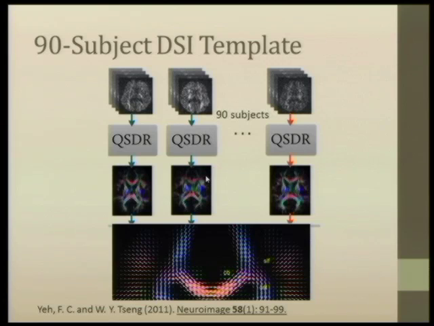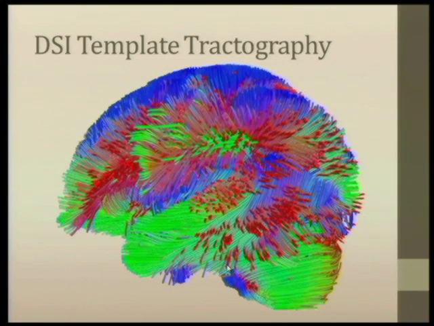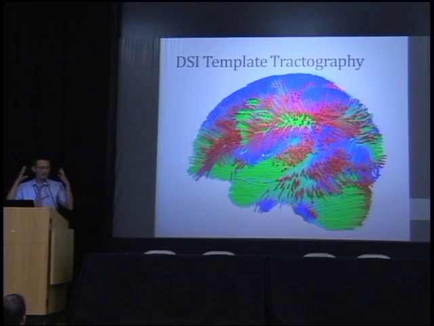Using this method, I applied it to a total of 90 subjects collected from National Taiwan University, and created the first DSI template, which is open to the public. It also gives a lot of information about the normal population of brain connections. I can also do fiber tracking on this template, and it shows the representative fiber tracks, the major trend of brain connections.